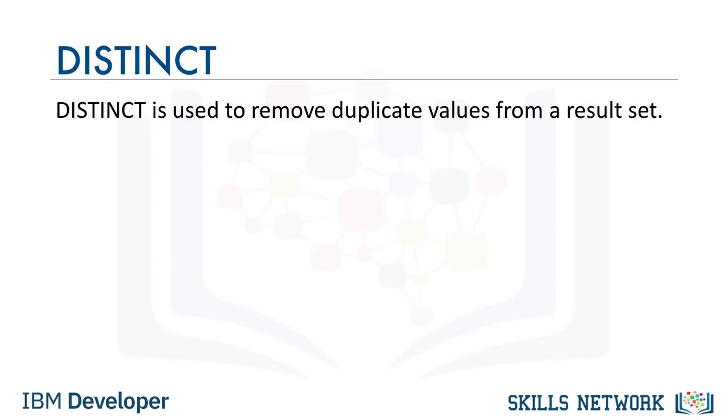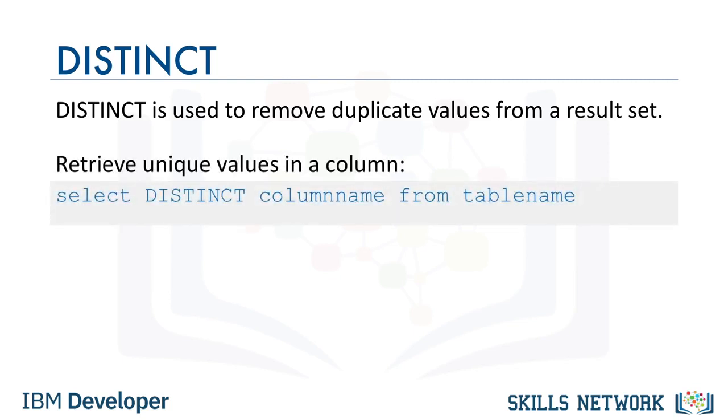The second expression is DISTINCT. DISTINCT is used to remove duplicate values from a result set. For example, to retrieve unique values in a column: SELECT DISTINCT column_name FROM table_name.